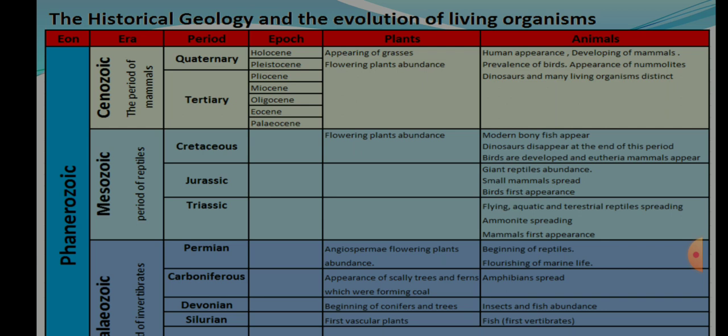The third era of Phanerozoic is Cenozoic, the period of mammals. And it has two periods: Tertiary and Quaternary. Tertiary has 5 epochs: Paleocene, Eocene, Oligocene, Miocene, Pliocene. Quaternary has 2 epochs: Pleistocene and Holocene.